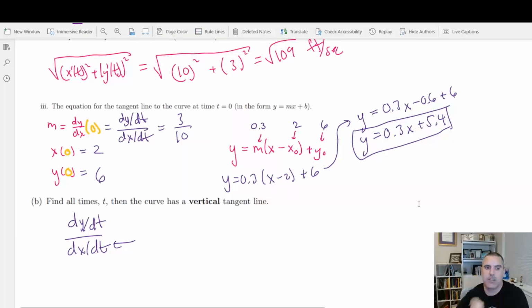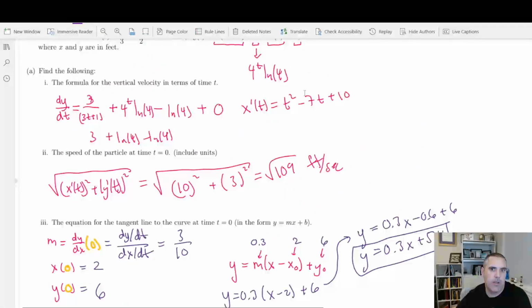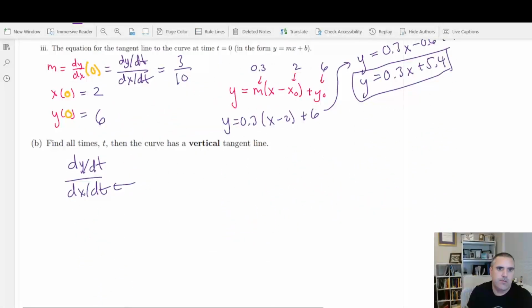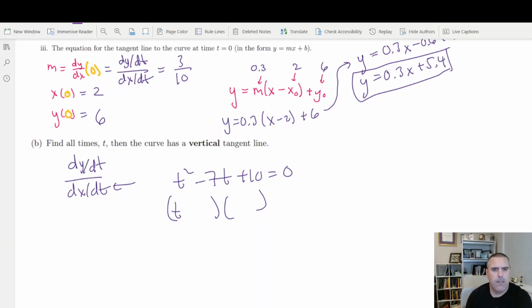So the question's asking, when is x prime 0? X prime is t squared minus 7t plus 10. We need to know when that's 0. I think it factors nicely into (t minus 2)(t minus 5) equals 0, and you get these two possibilities, 2 and 5. The times, so it's just 2 and 5.